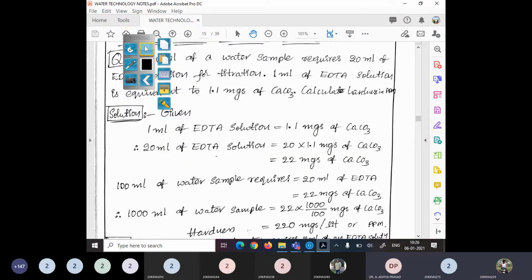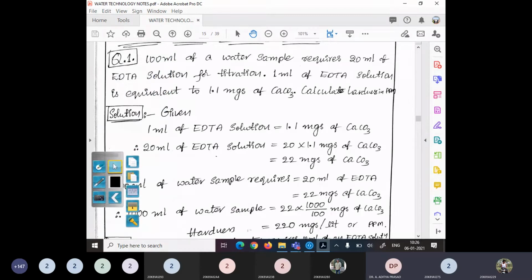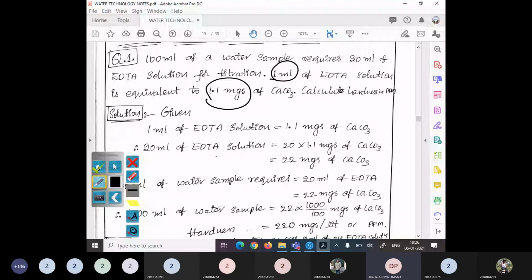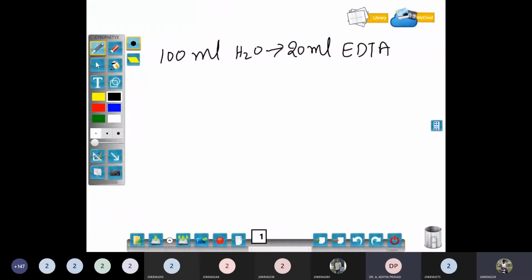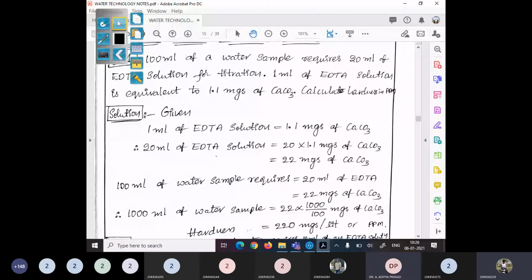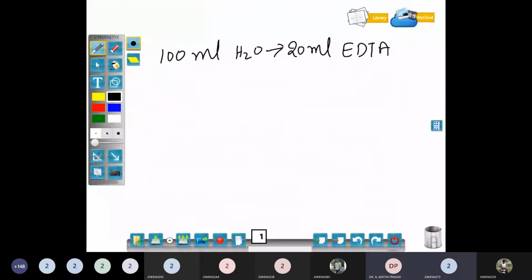What is the second line? 1 ml of EDTA solution is equivalent to 1.1 milligrams of calcium carbonate. So 1 ml of EDTA is equivalent to 1.1 milligrams of calcium carbonate.